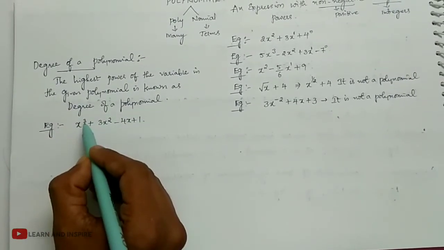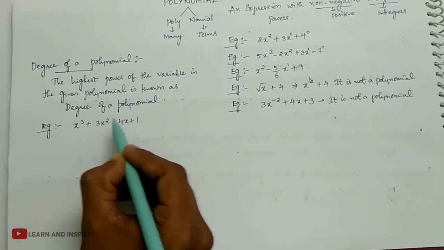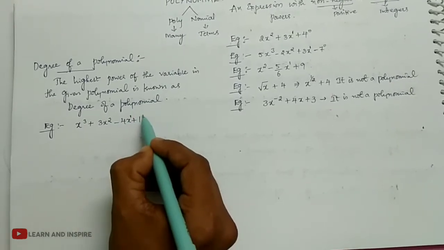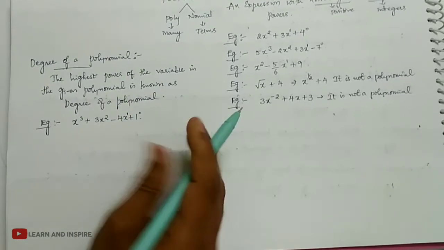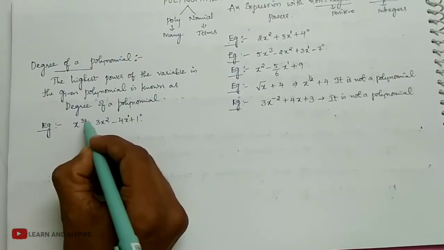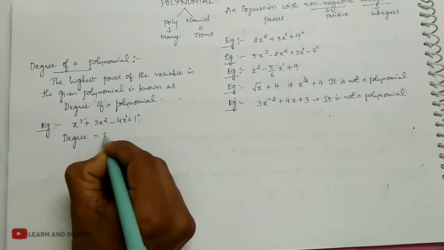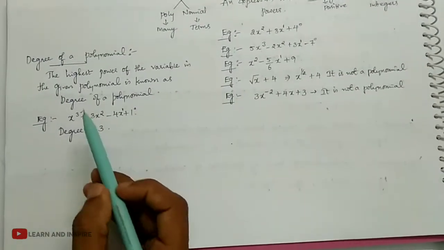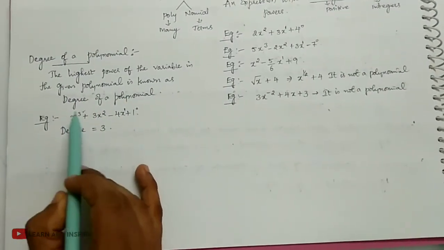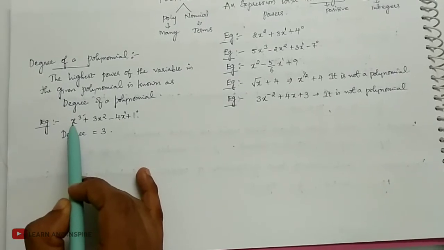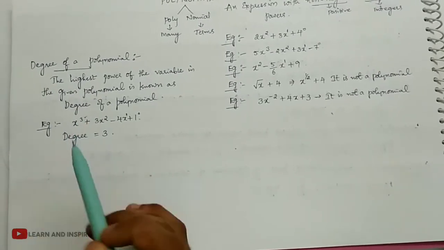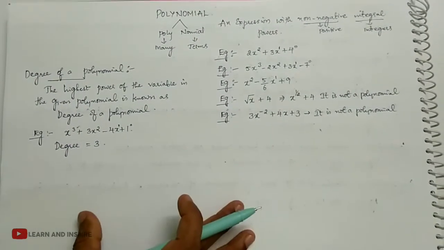So in the first term we have a degree 3, in the second term the degree is 2, in the third term the degree is 1, and the fourth term degree is 0. So from this, which is the highest degree? The degree is 3. So we say that the degree is equal to 3. Understood? The highest degree of the variable. So here this is the variable. So the highest degree is 3, which is nothing but the degree of a polynomial.